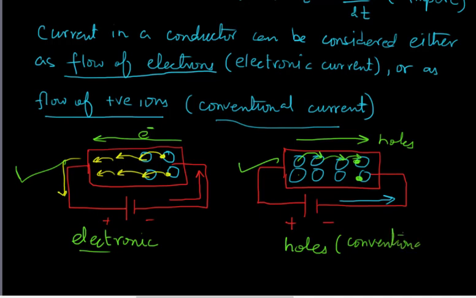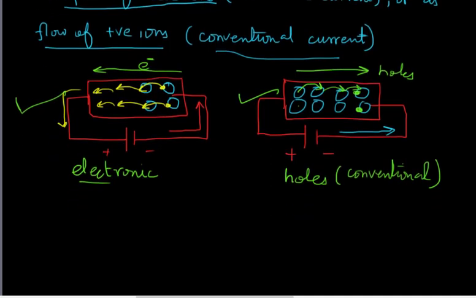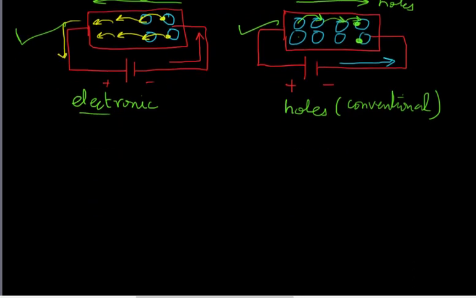In the old days, conventional current was used because earlier scientists thought that the flow of electricity was due to positive charges. They did not know about the existence of electrons at that time. They did not know about the existence of holes at that time. So they simply said that it's the flow of positive charges, which actually quite resembles the holes theory, and hence we can still use the conventional current.